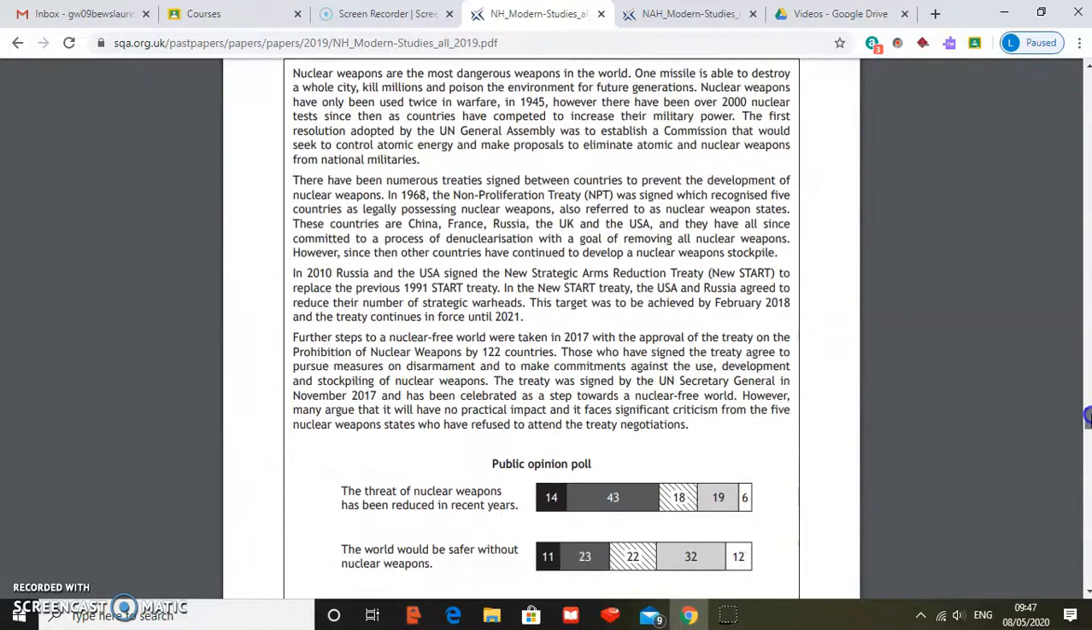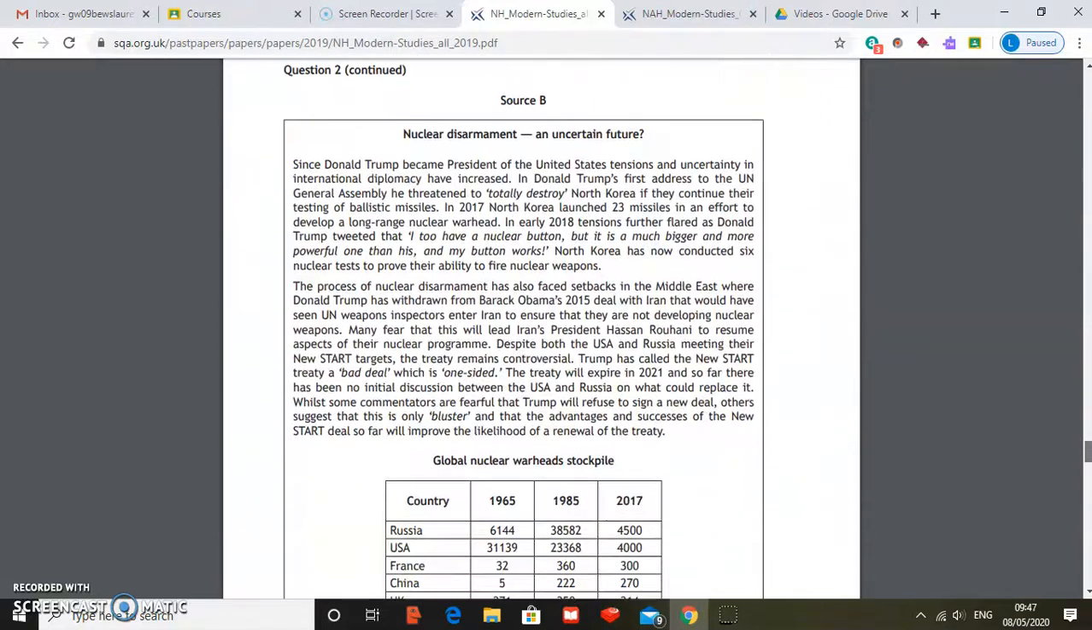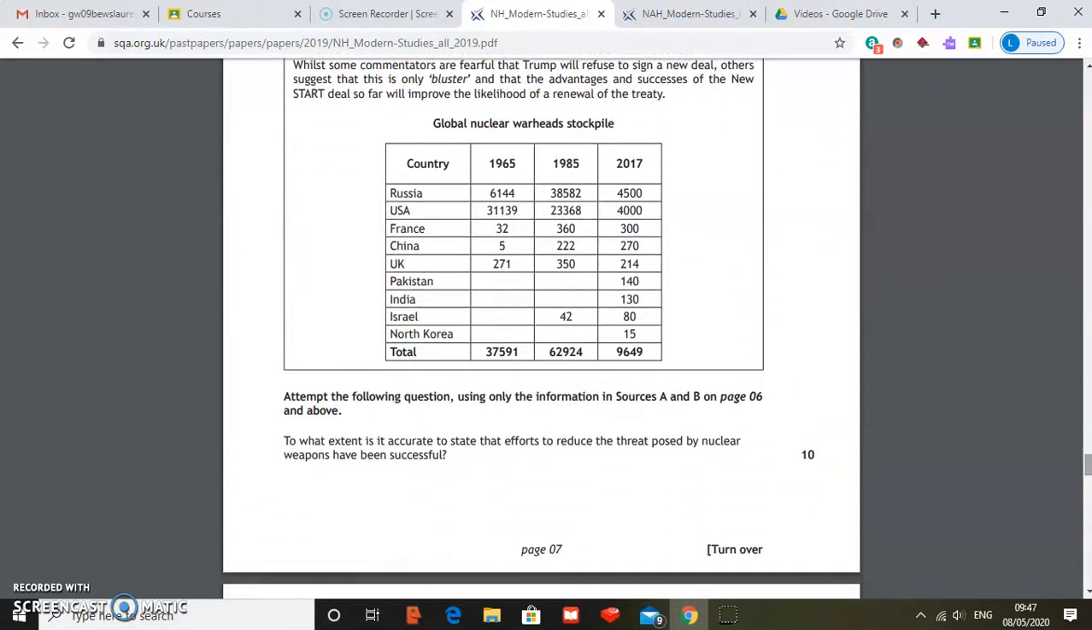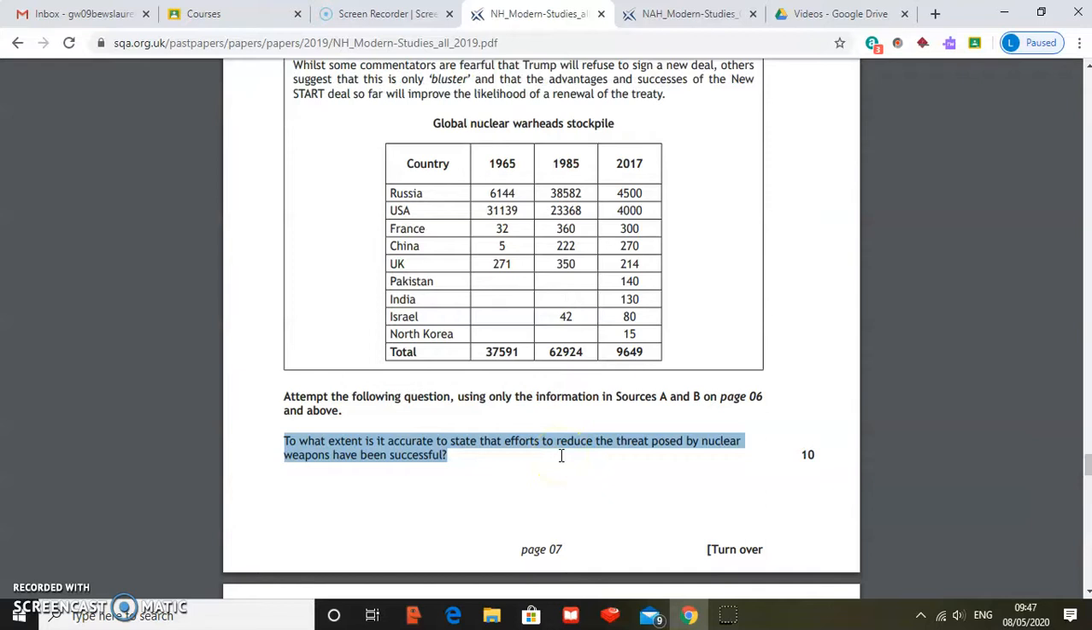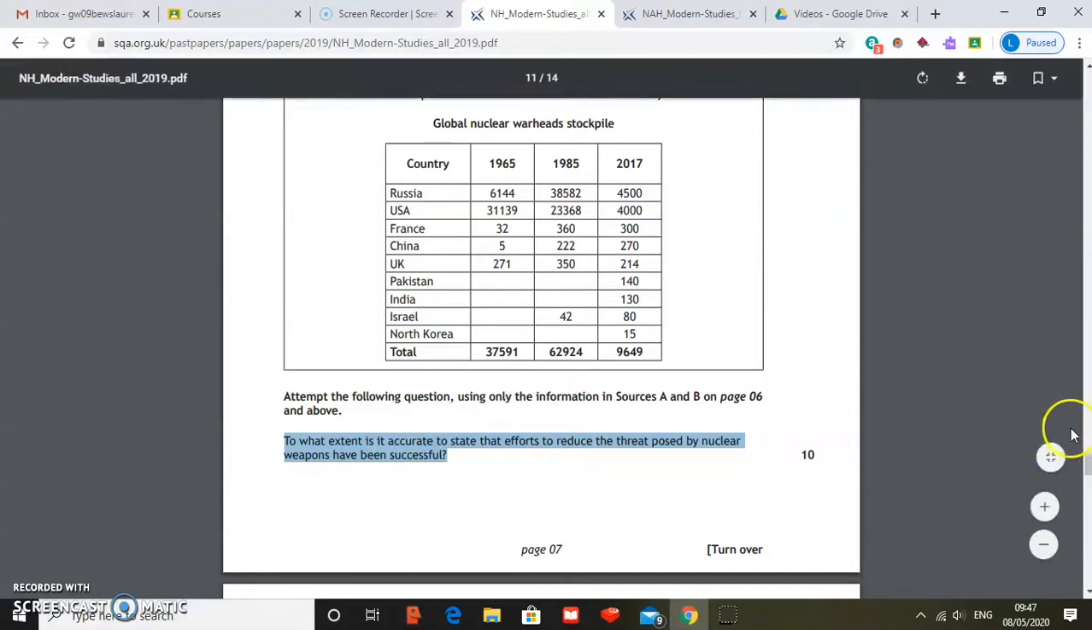The second question you can see here. You are given a statement, and you have to argue how accurate that statement is. You have to give statements which says it is, and statements which says it isn't accurate, and then you give an overall again, and that one's worth 10 marks again.